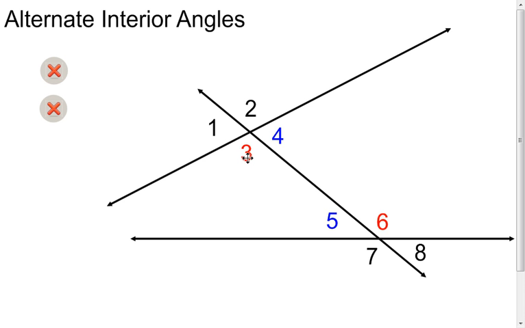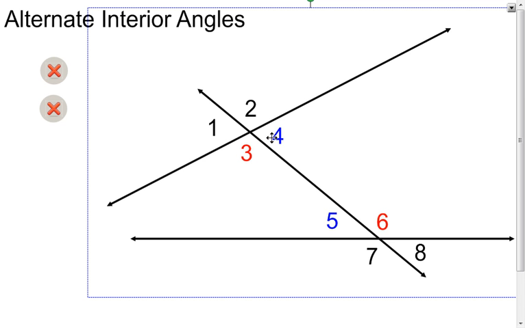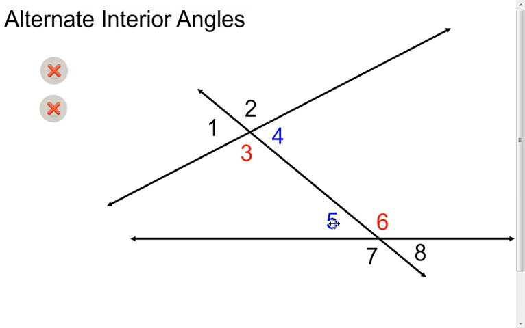So I start here with angle 3. Well, the other side of the transversal would be angle 4 and angle 6, but then I also have to flip-flop to the other line. That would give me angle 6. So angle 3 and angle 6 are alternate interior angles, and then when you go and look at angle 4, angle 5 matches up with the other alternate interior angles. So angle 4 and angle 5 are alternate interior angles, and angle 3 and angle 6.